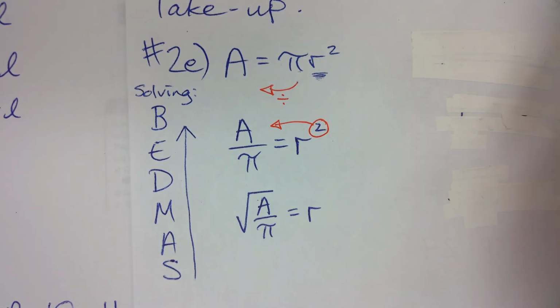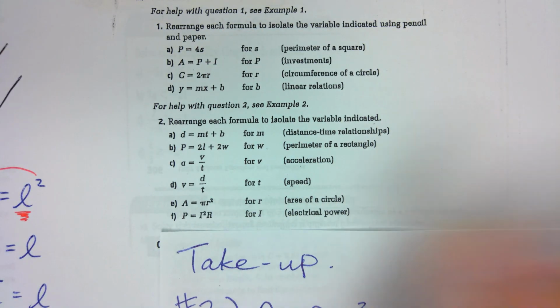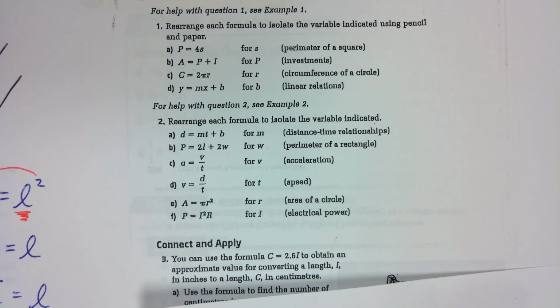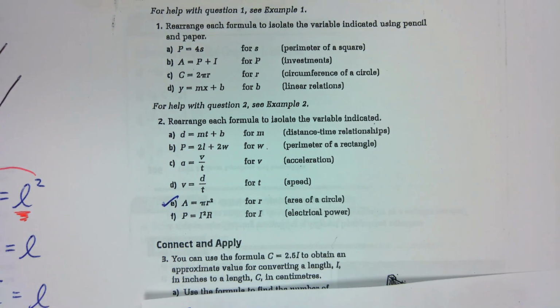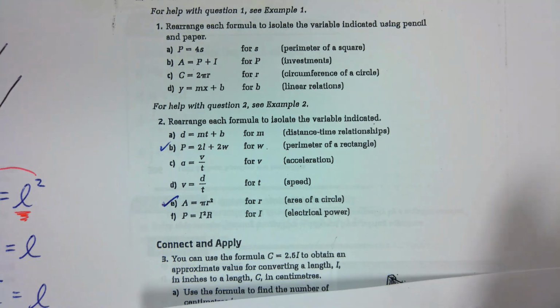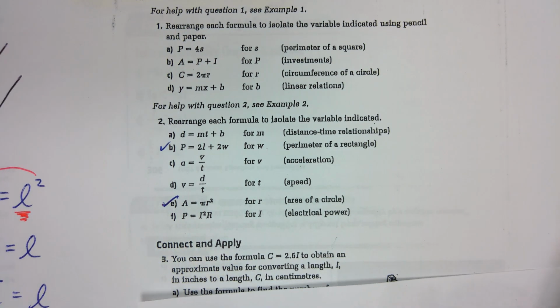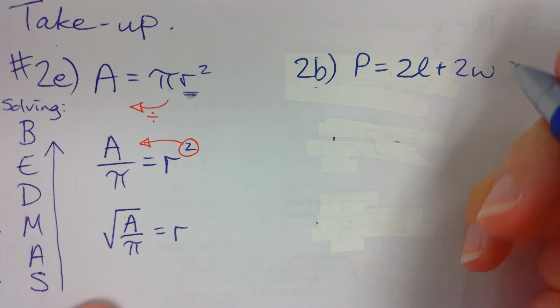Okay. Another one that I want to take up. You guys choose one from here. Which one do you want me to do? I just did 2e. Okay, which other one? Yep. 2b. Okay, good one. So for 2b, it's P equals 2l plus 2w, and you're trying to solve for w.